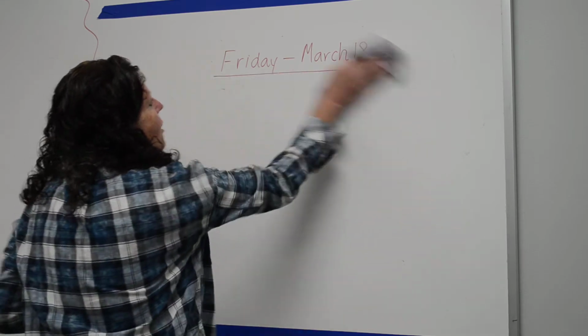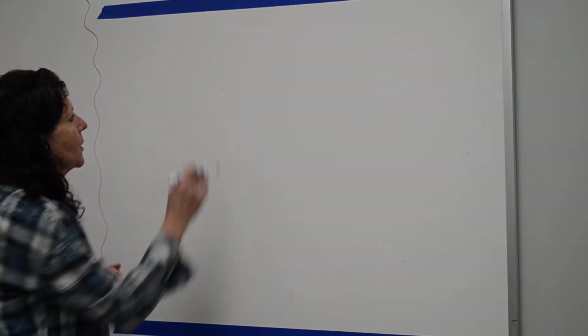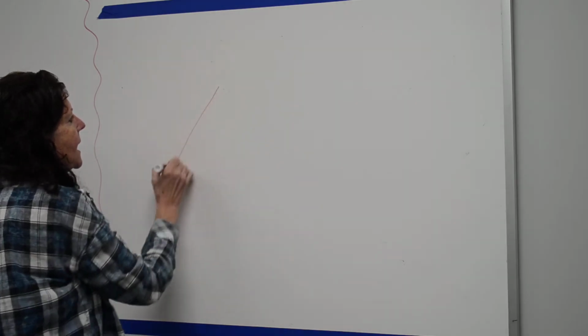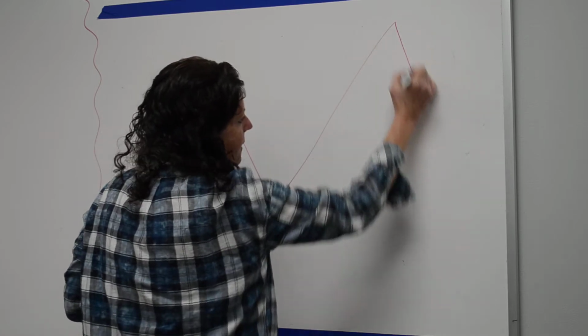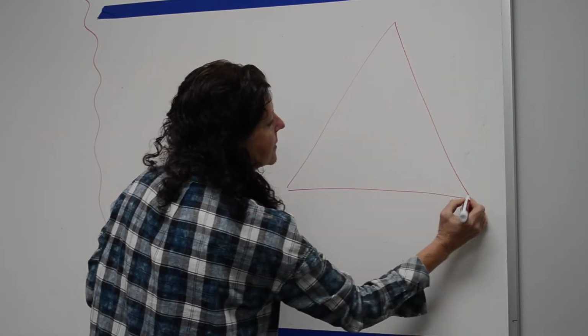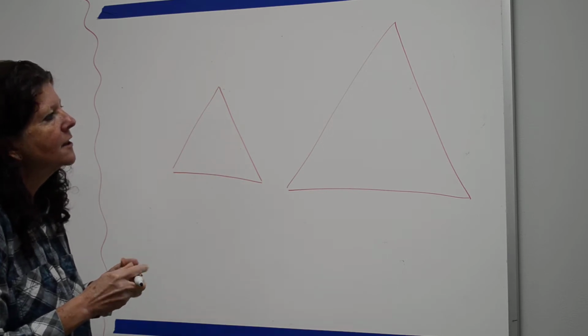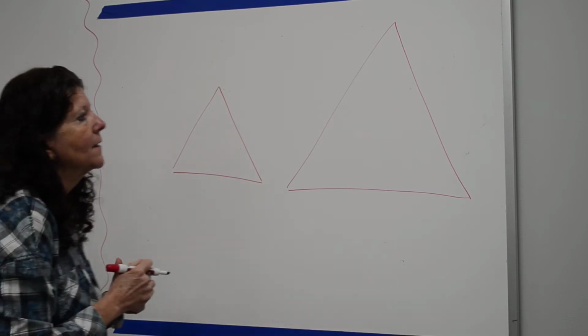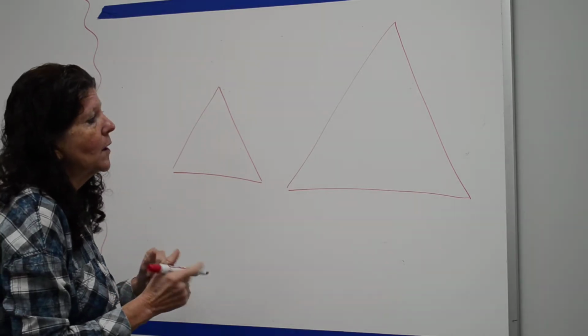11.6 is all about similar triangles. Now, if something is similar, it means it has the same shape, but not necessarily the same size. Those two triangles are similar, but they're not congruent. Congruent means they have the same shape and size. But there are certain characteristics of similar triangles.